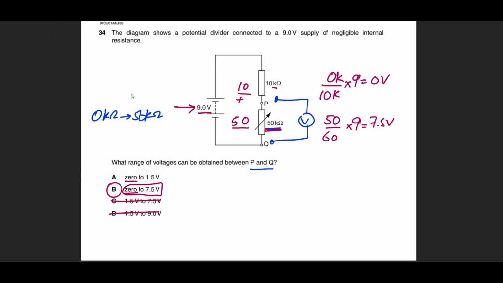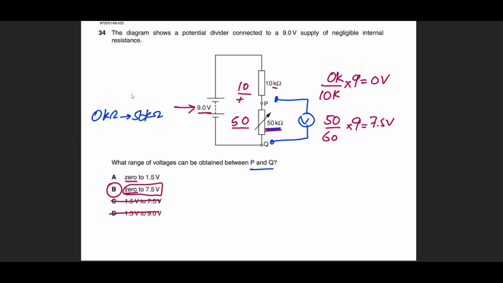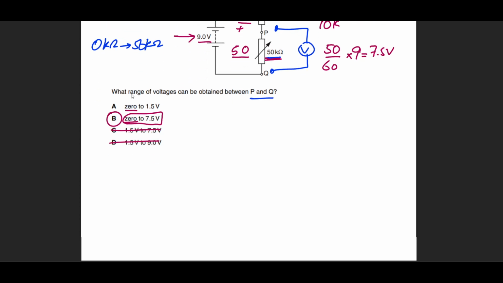It can take 0 volts as a bare minimum, or 7.5 as an absolute maximum, because some of the voltage has to be lost across the 10 kilo ohms as well, because it's in series. In series, voltage divides. Okay, moving on to the next idea.